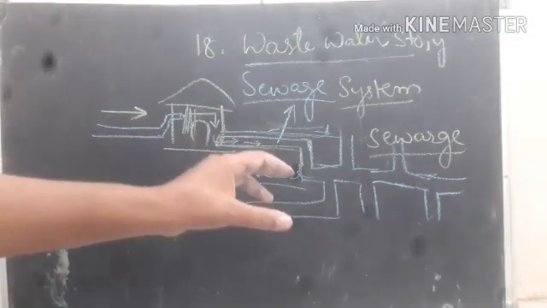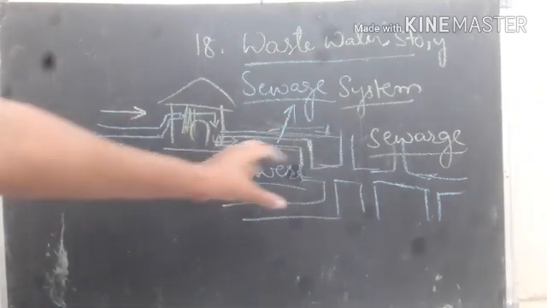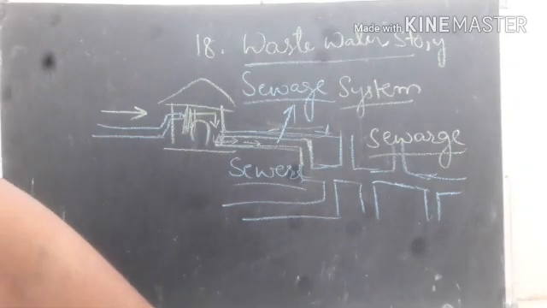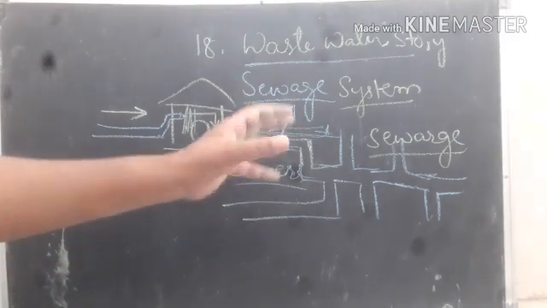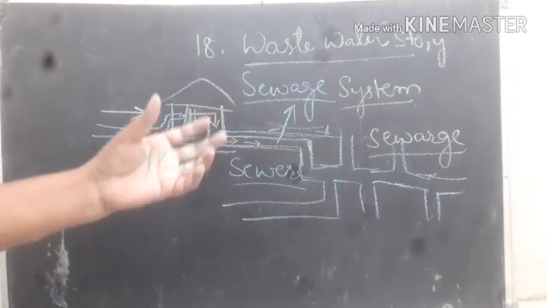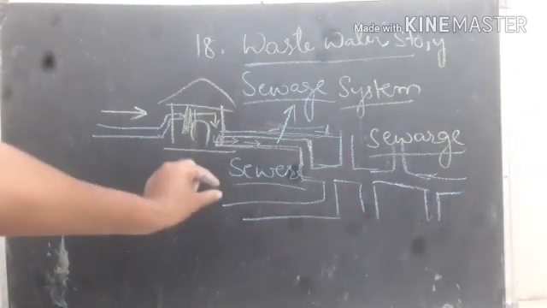How are we arranging the pipelines? That is what we call sewerage. We call it sewerage. So like this, in underground, the pipelines are arranged. Now, actually, the sewerage is an underground network.